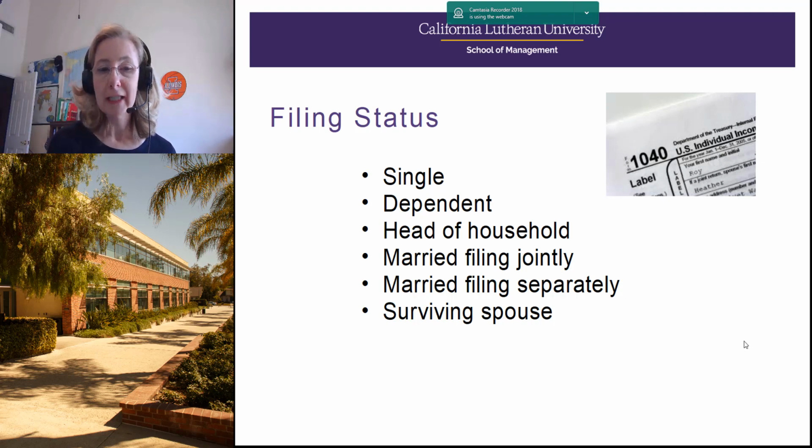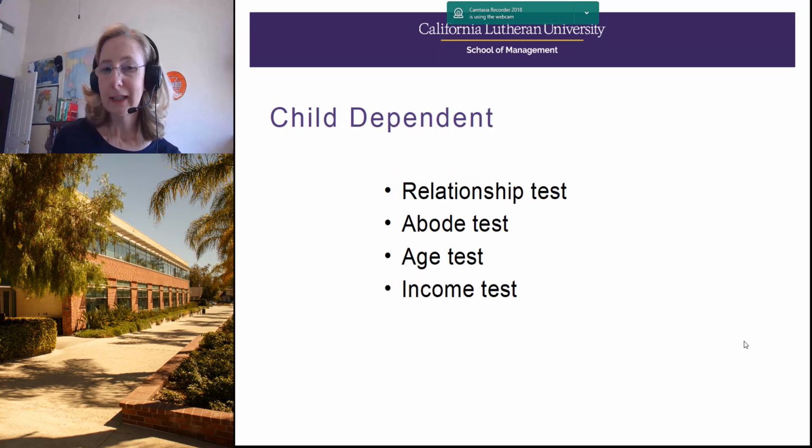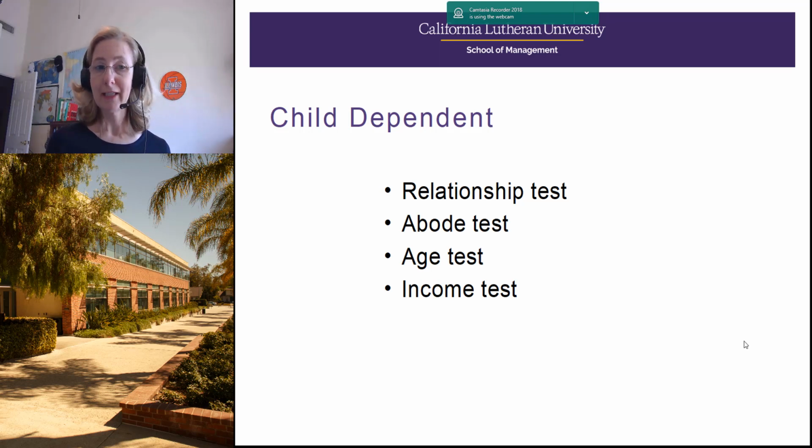Now, head of household filing status means you are unmarried at the end of the year and you also have a qualifying dependent. Qualifying dependents are important for head of household filing status, but they also may be eligible for a child credit or a family credit. We'll talk about these credits in a later week, but here we'll talk about who is a qualifying child and who is a qualifying relative.